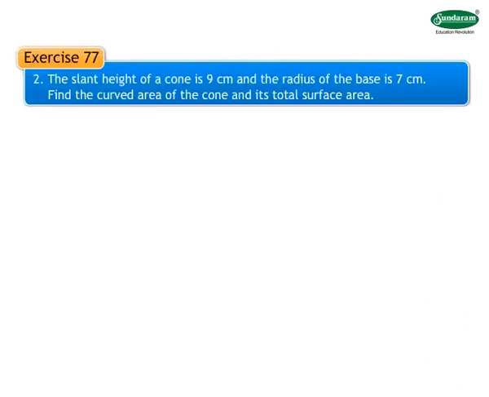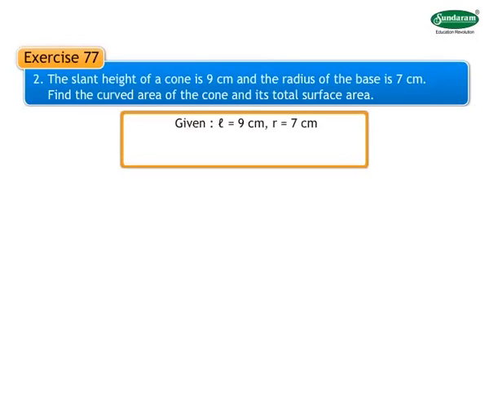2. The slant height of a cone is 9 centimeter and the radius of the base is 7 centimeter. Find the curved area of the cone and its total surface area. Given slant height is equal to 9 centimeter, radius is equal to 7 centimeter. We have to find the curved surface area of the cone and the total surface area of the cone.